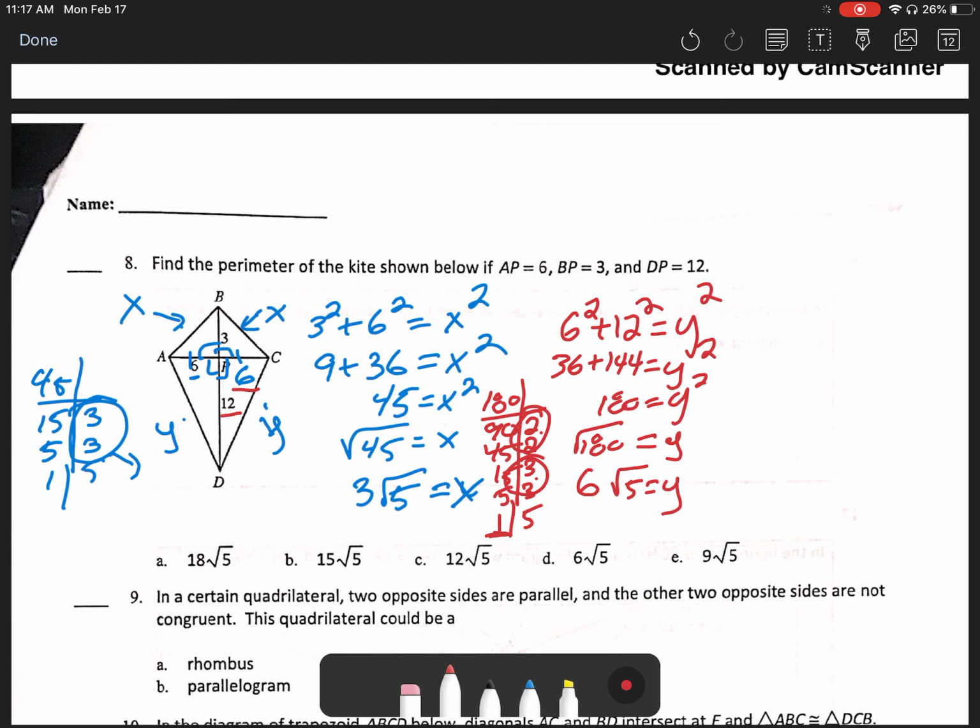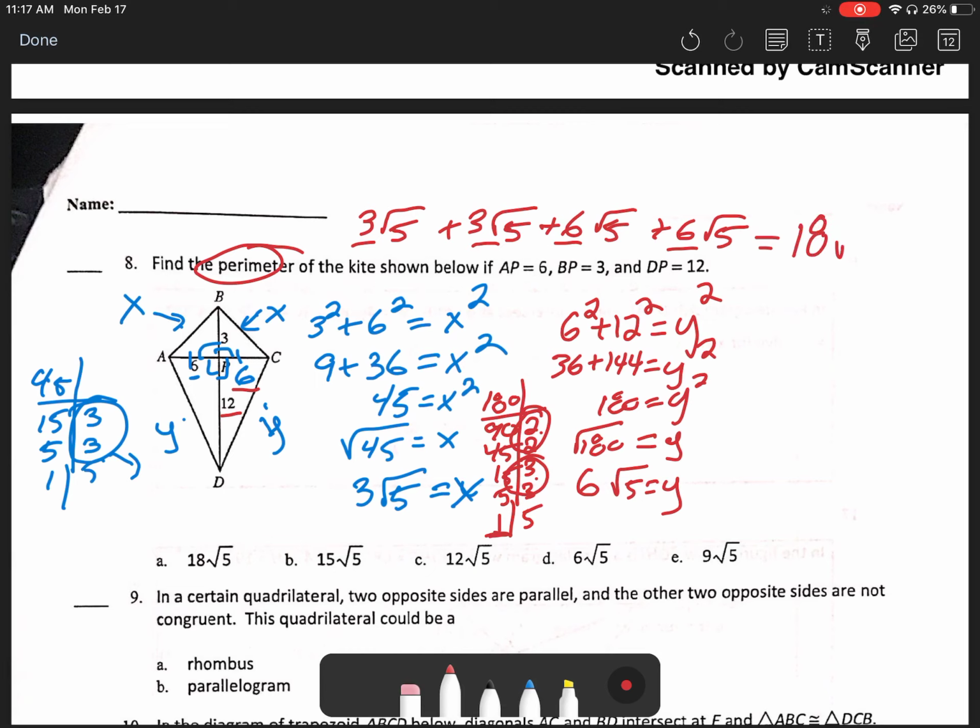Now it's asking to find the perimeter. You find the perimeter, you add up all the sides. So this is going to be 3 radical 5's plus 3 radical 5's plus 6 radical 5's plus 6 radical 5's. Now when you are finding the perimeter, you just add the coefficients. Okay, because it's a quantity of something. It's like 3 bananas, 3 bananas, 6 bananas, and 6 bananas. That's going to be 3, 6, 12, 18. So that would be 18 bananas, or in this case, 18 radical 5. So all I did was add the front numbers, and so the answer to that one is A.